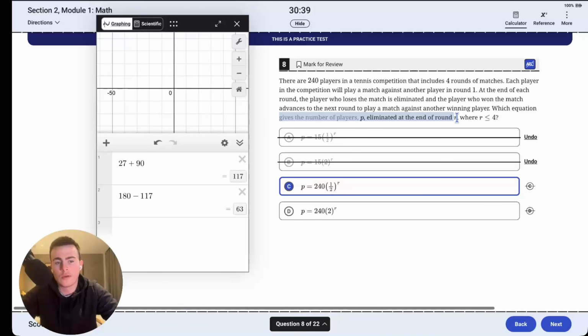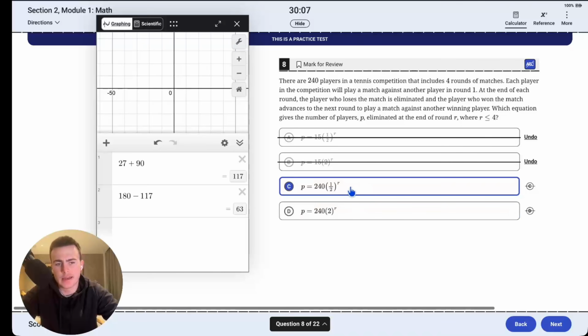So let me just double check. It gives the number of players. By the way, I haven't seen these questions, so this is why I'm thinking here. The person who loses the match is eliminated, and the one who wins advances. P eliminated at the end of round R. Okay, well, at the end of round 1, there should be, I guess my answer would stay the same. This is just very weirdly worded.